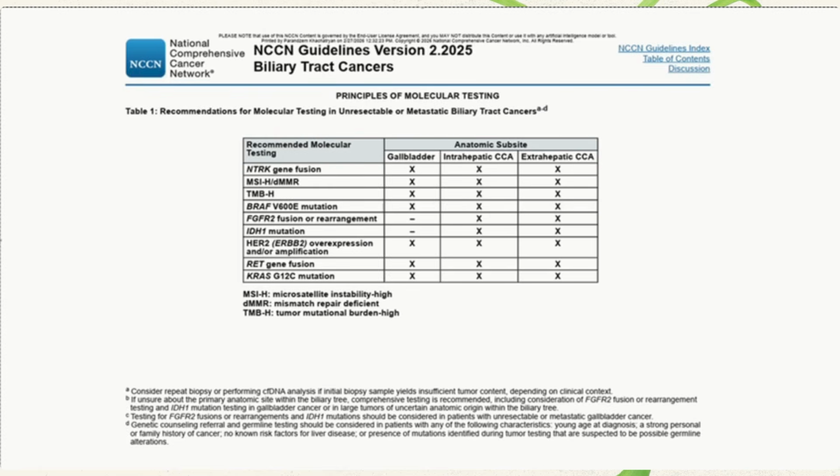recommend molecular testing for unresectable or metastatic biliary tract cancers, which include microsatellite instability testing, tumor mutational burden, HER2 overexpression and/or amplification, RET gene fusion, KRAS G12C mutation, etc. These tumor tissue biomarkers embody not only diagnostic value, but might also aid in predicting prognosis, overall survival, and/or tumor recurrence, or even guide therapeutic decisions and assess responses to potential adjuvant therapies.